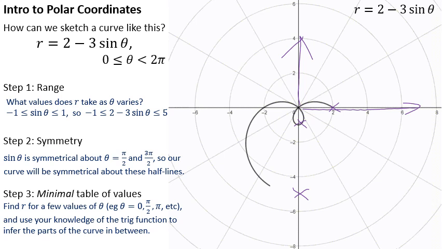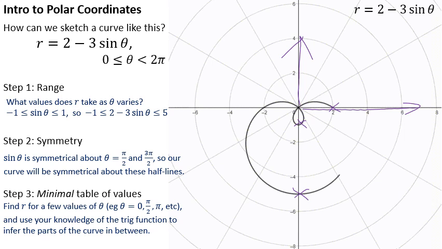And it's a weird looking one. From the beginning, we head to 0, we head to 0 again, then we reach our maximum at 5 when theta equals 3 pi by 2, and then we go back to the beginning again.